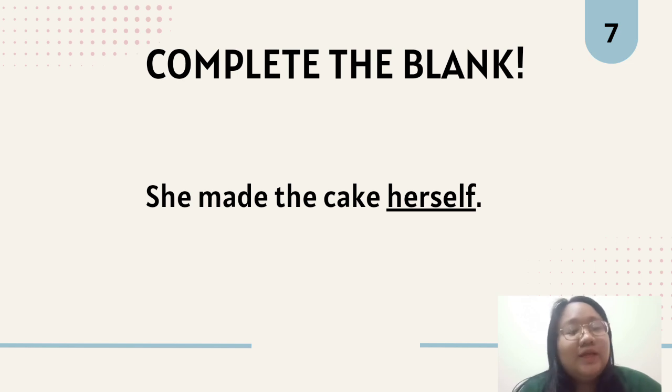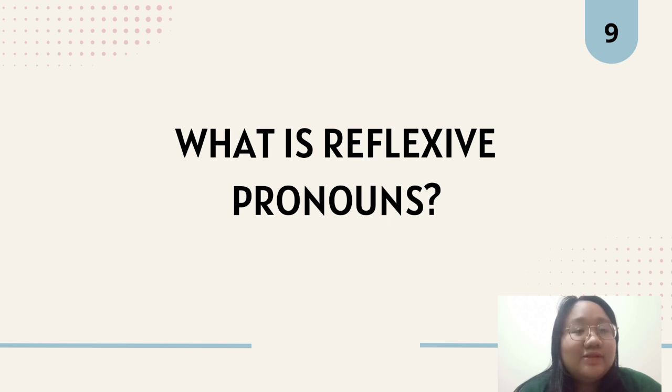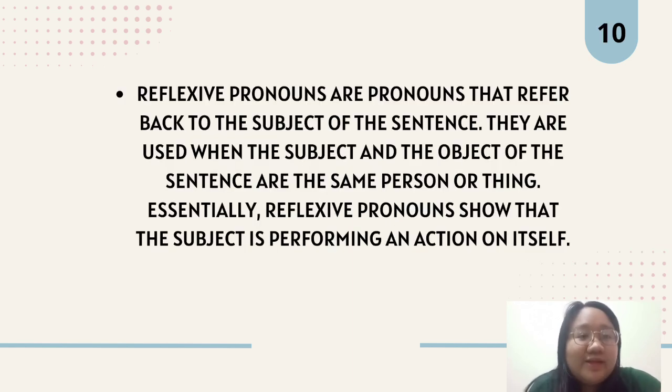Now, let's proceed with the discussion of our topic. So, what do we mean by reflexive pronouns? Okay, so when we say reflexive pronouns, they are words that we use when the subject and the object of a sentence are the same person or thing. Reflexive pronouns also tell us that someone does something to themselves. It's like they reflect the action back to the subject.